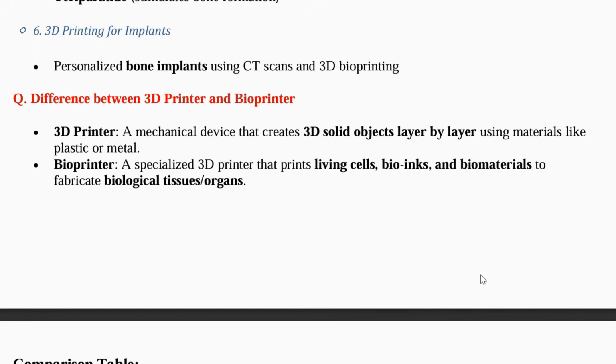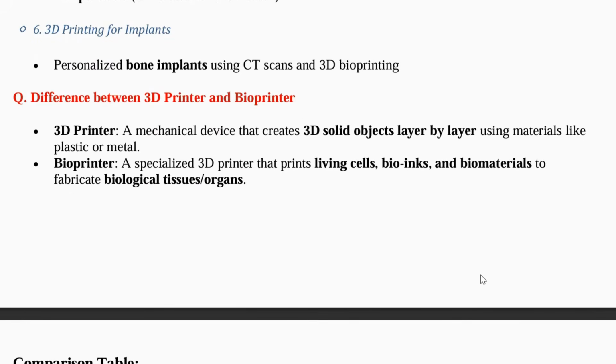Next, 3D printing for implants, personalized bone implants using the CT scan and 3D printing. Difference between 3D printer and bioprinter. 3D printer is a mechanical device that creates 3D printed objects layer by layer using materials like plastic or metal. But bioprinting is a specialized 3D printing that prints the living cells, or you can say bioinks and biomaterials, to fabricate the biological tissue or organ.